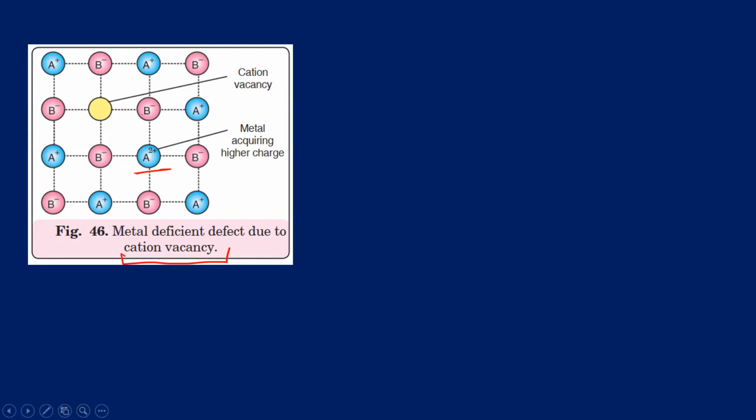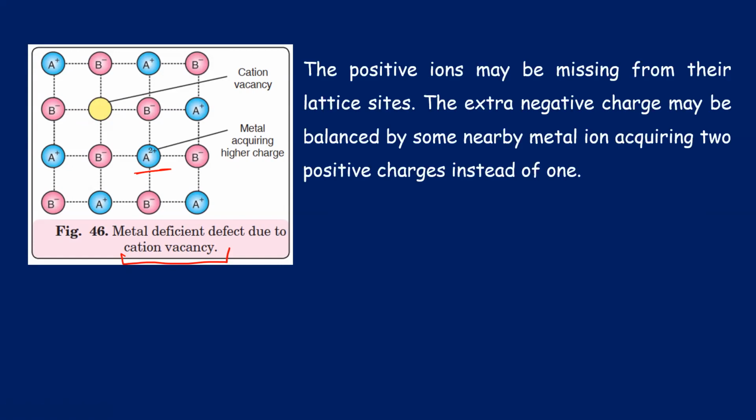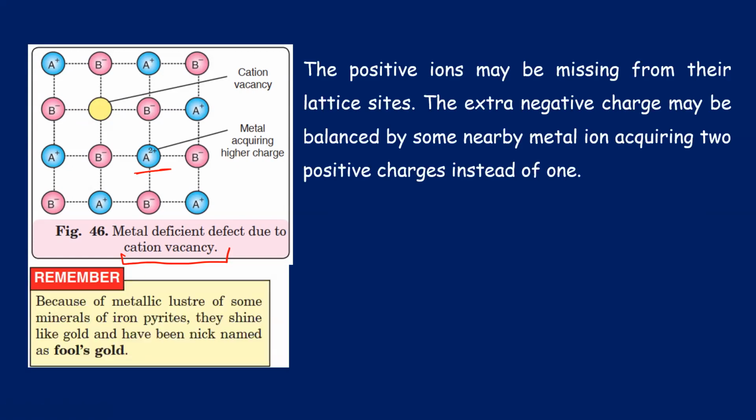Also when you have this type of holes, they appear to be lustrous and kind of yellowish, and that is why sometimes these metals with cation vacancies look like gold. But they just look like gold, they are not gold. That is why these are known as fool's gold, which is fake gold. So the positive ions may be missing from the lattice. The extra negative charge may be balanced by some nearby ion acquiring 2 positive charge instead of 1.